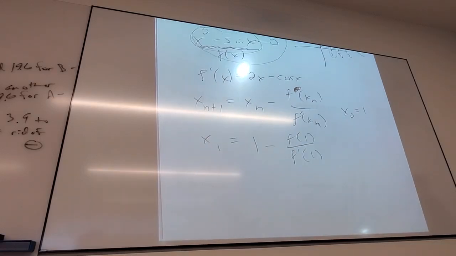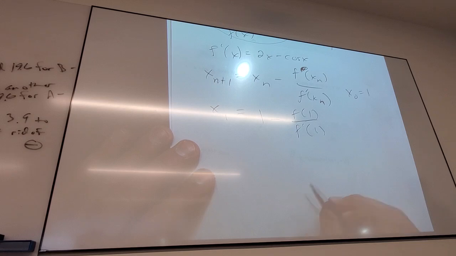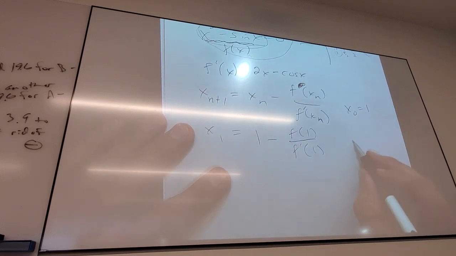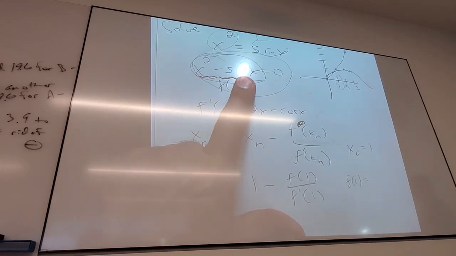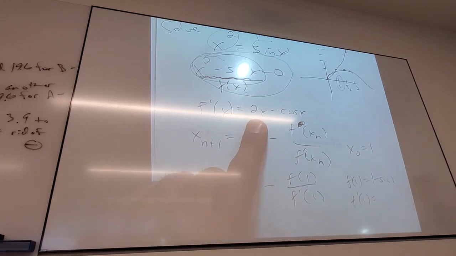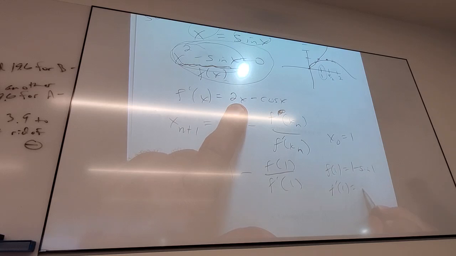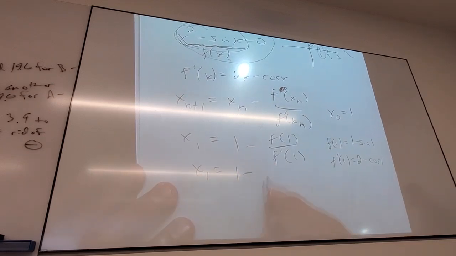I'm going to do this manually with you, but then I'm going to show you a beautiful shortcut to make the calculator do all the work itself. But let's just do this manually for once. What is f of 1? 1 minus sine 1. I didn't pick the best function, but I will. And what's f prime of 1? 2 minus cosine 1. So our next guess will be 1 minus (1 minus sine 1) divided by (2 minus cosine 1).